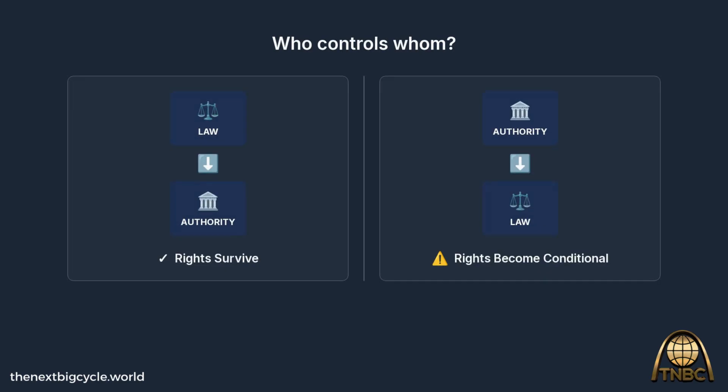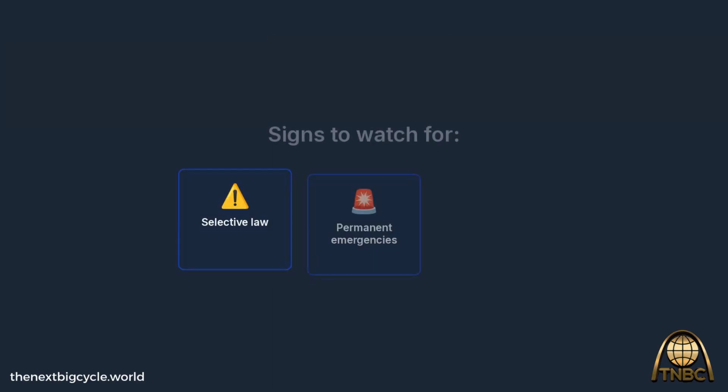When law restrains authority, rights tend to survive. When authority controls the law, rights become conditional. Pay attention when laws are applied selectively, legality replaces justification, dissent becomes illegal rather than debated, emergency rules become permanent, and procedures multiply as trust declines.